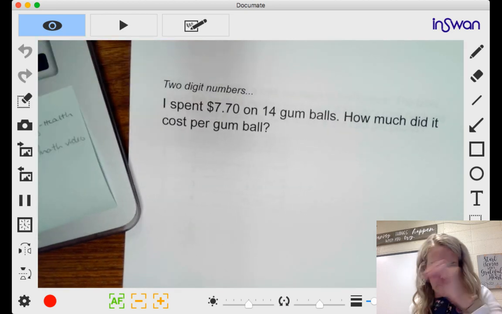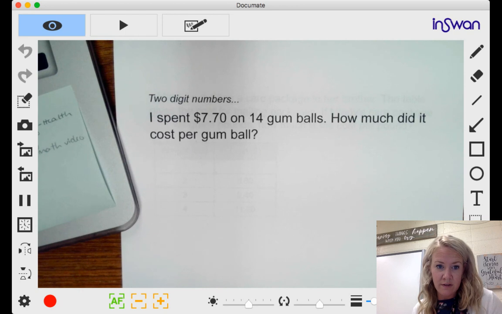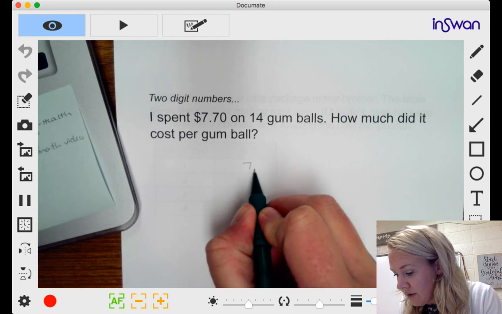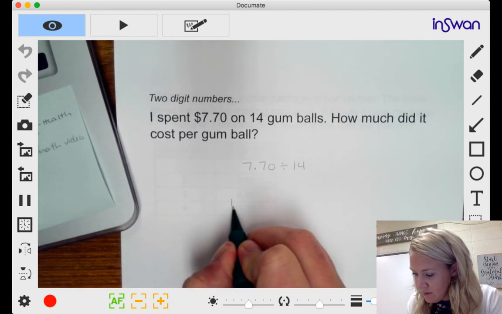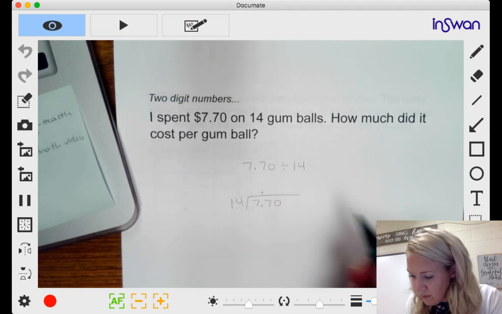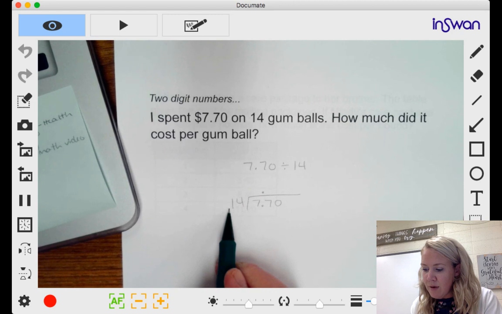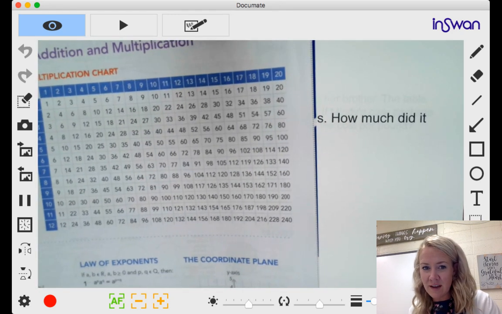Couple more story problem type problems you'll see. You're going to have multi-digit ones as well. So here we spent $7.70 on 14 gumballs. How much should it cost per gumball? So that means I need to divide the total by the 14 gumballs. This is where I highly suggest, so you're still doing the same steps as before, but now instead of a single digit number, it's 2. But this is where this comes in handy.